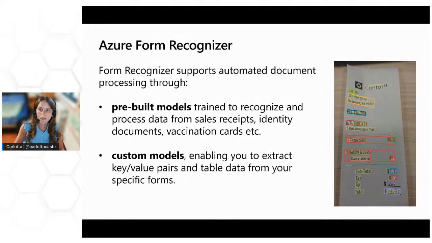It is able to interpret form data by matching field names to values, processing tables of data, and also identifying specific types of fields such as dates, telephone numbers, addresses, etc. Form Recognizer supports automated document processing through pre-built out-of-the-box models trained to recognize and process data from, for example, sales receipts, invoices, identity documents, health insurance cards, etc. Another option is using custom models, which enable you to extract what are known as key-value pairs and table data from forms. Custom models are trained using your own data, which helps tailor the model to your specific forms. So starting from a few samples of your forms, you can train the custom model.